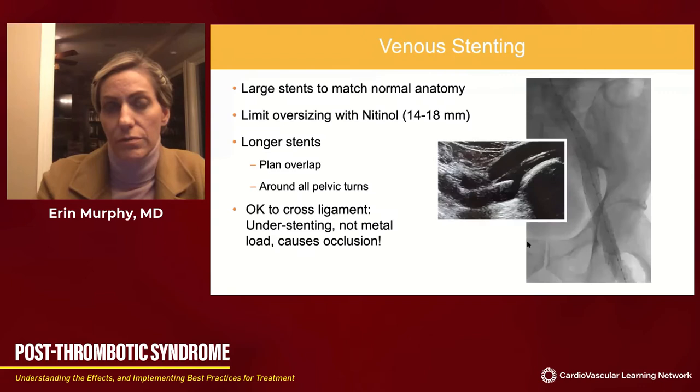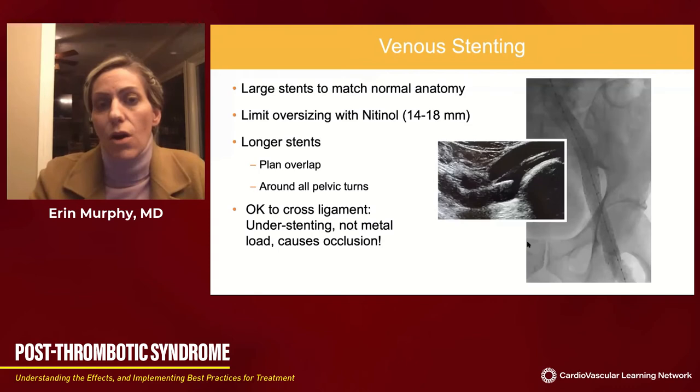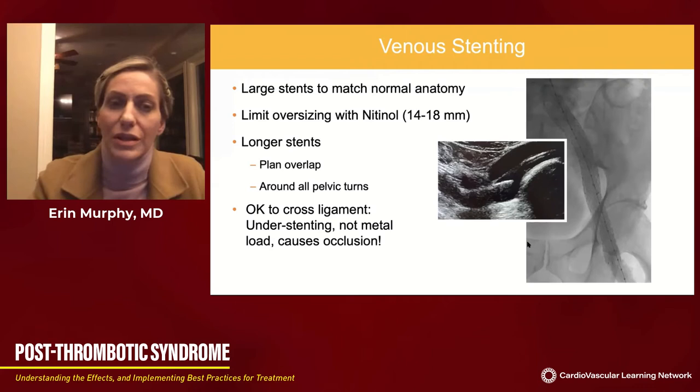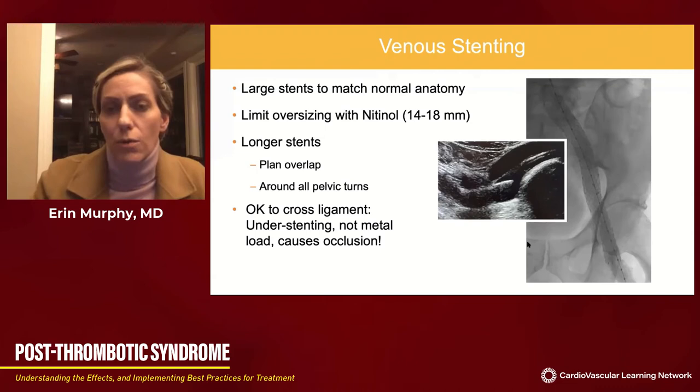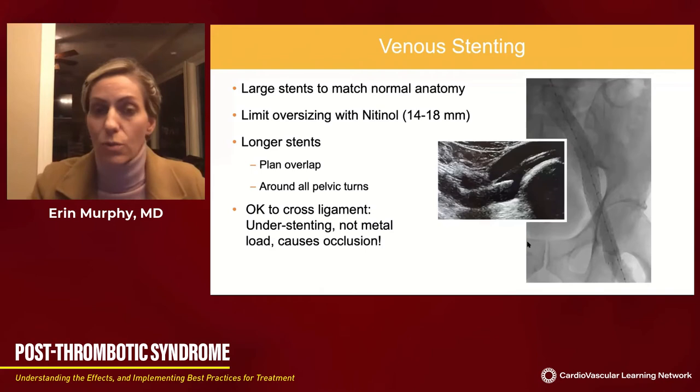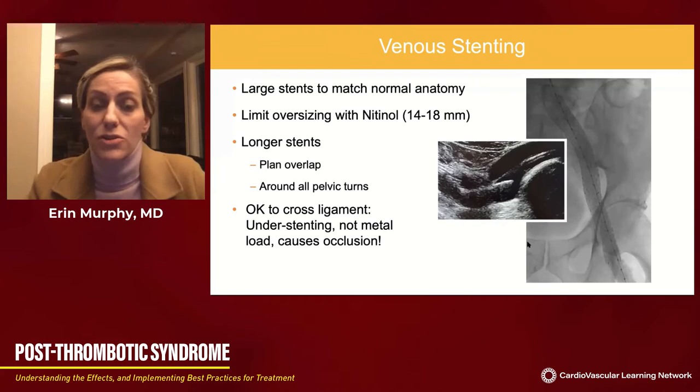You want to use large stents to match normal anatomy. And you want to limit oversizing when you're using the nitinol stents in particular. With the wall stents, we got pretty used to using larger sizes because those stents will kind of correct themselves. Nitinol always seeks to be the size that it's intended to be. So if you put in an 18 or a 20, that patient can have significant pain if it's not meant to be that big. You want to make sure you're planning your overlap with these longer stents.